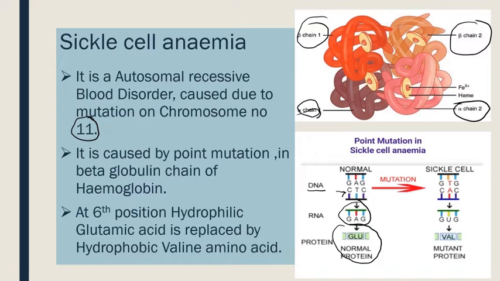But suppose there is some mutation on chromosome number 11, then what happens? This mutation is a point mutation. You can see instead of CTC, CAC is formed. So only this sequence is changed. You can see here it was AT, here it is TA. So it is an example of a point mutation. What is a point mutation? One nucleotide base pair alters.